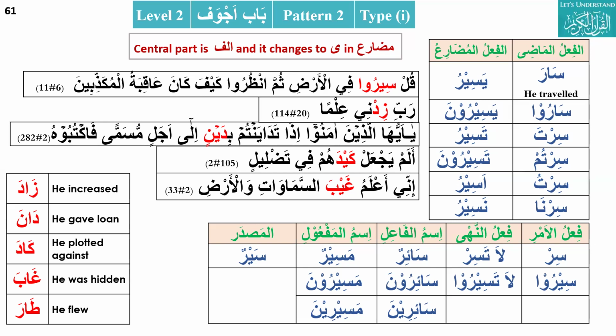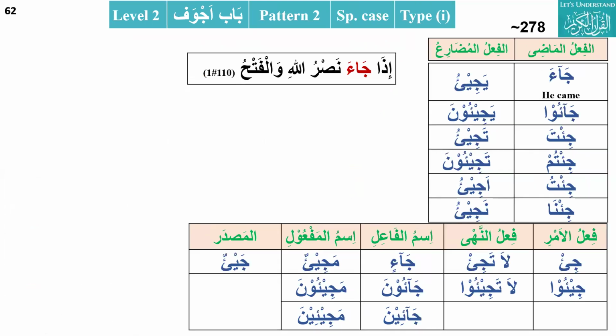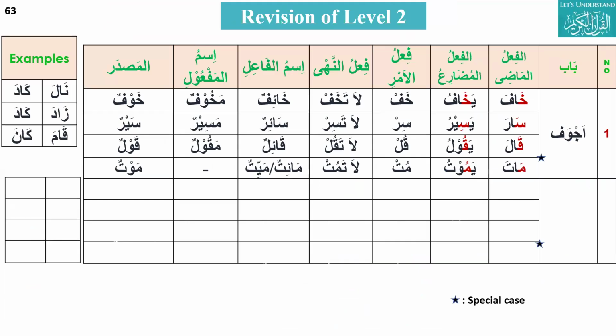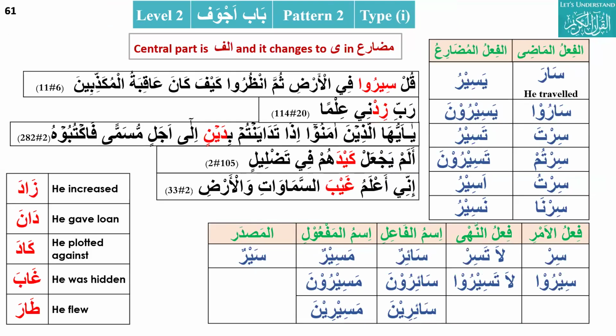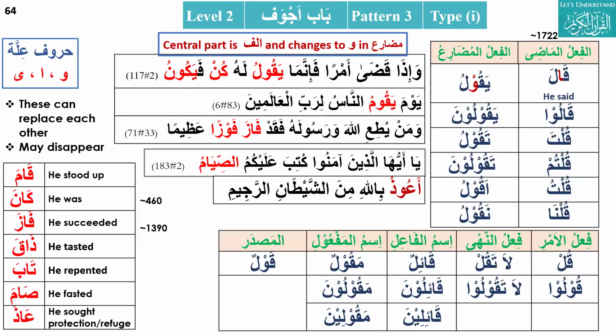Khafa yakhafu. Khafa, he feared. Alif remains Alif. Then Sara Yasiru, Alif changes to Ya. Sara means he traveled. And then the final one is Qala Yaqulu. Qala means he said. Alif changes to Waw. So there are 3 cases.